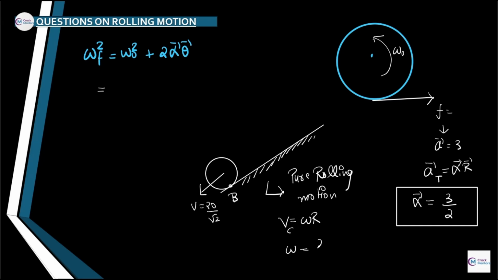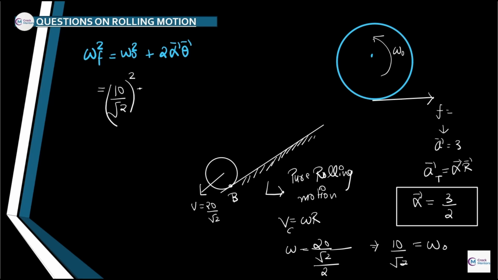What is this V? V is the velocity of the center of mass, and it equals omega r. Now, what was the omega value that we can expect from this? It is 20 upon root 2 into r, or 20 upon root 2 upon r, which is 2. Then it is nothing but 10 upon root 2. This is the value which we can expect, and it equals omega. We know the omega naught right now.